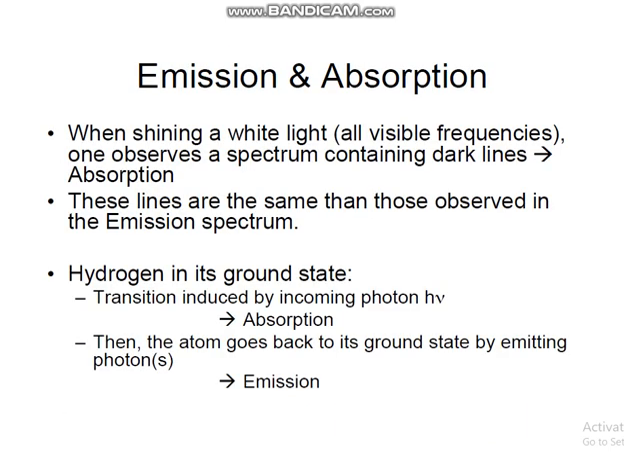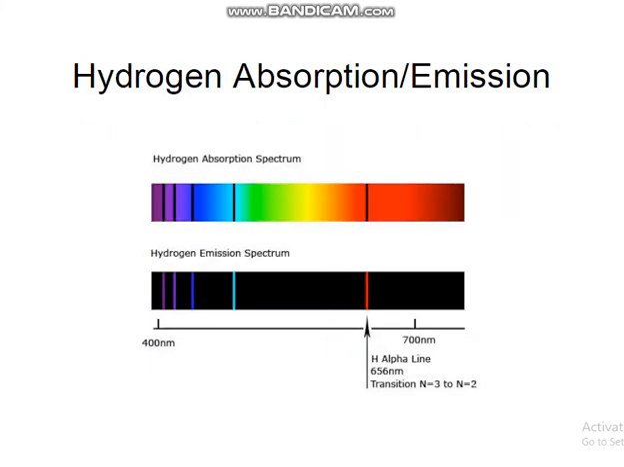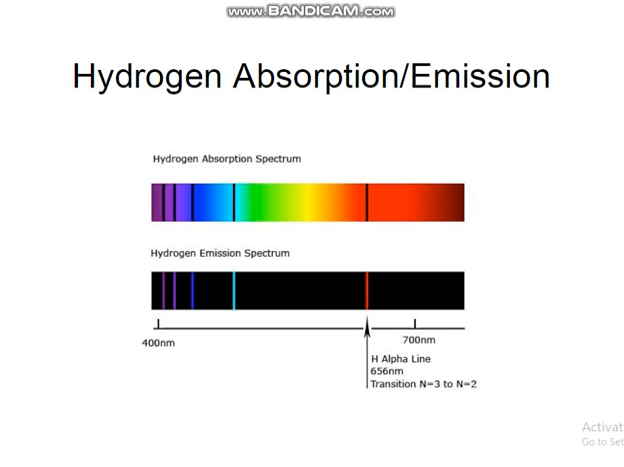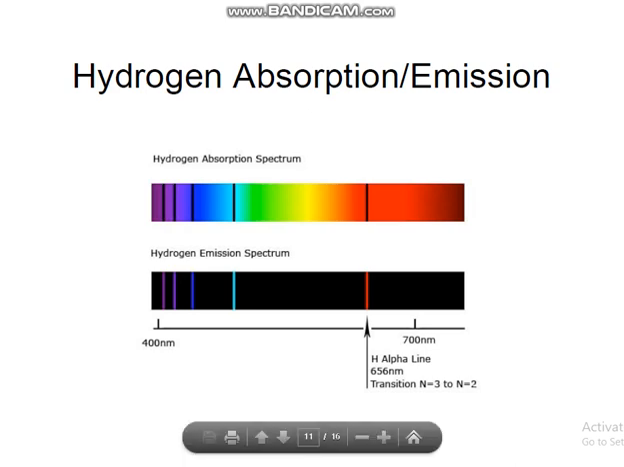Emission and absorption. While shining white light with all visible frequencies, one observes a spectrum containing dark lines, which is called absorption. These lines are the same as those observed in the emission spectrum. When hydrogen in its ground state absorbs a photon, it is called absorption, and then the atom goes back to the ground state by emitting photons, that is called emission. This is the hydrogen absorption and emission spectra. We can see that the hydrogen alpha line is at 656 nanometer, and the transition is from n equals 3 to n equals 2.